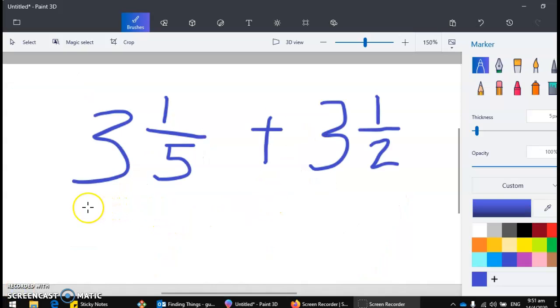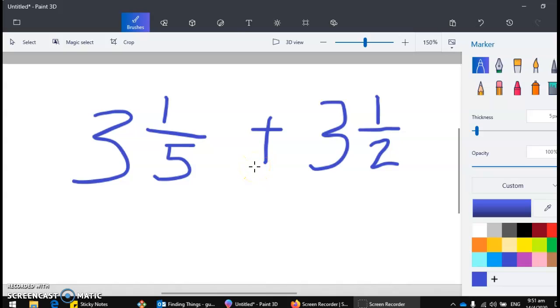Okay, so what happens if you have 3 and 1/5 plus 3 and 1/2? Okay, let's look at this. 3 is a whole number, 3 is a whole number. 1 over 5 is a fraction and 1 over 2 is a fraction. So 3 and 1 over 5 is a mixed number, 3 and 1 over 2 is a mixed number. Both are mixed numbers. We are adding one mixed number plus another mixed number. Okay, there are two parts to this question.